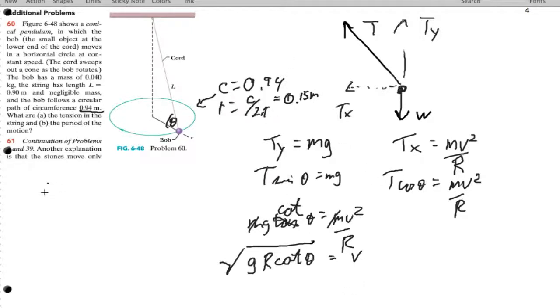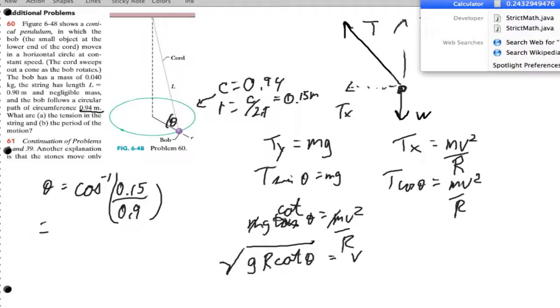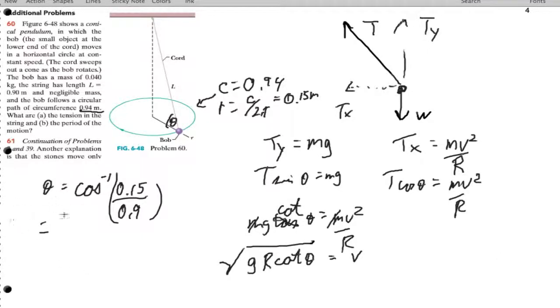I can now go ahead and get the angle theta using the fact that theta is going to be the inverse cosine of the radius, which is 0.15, divided by the length here, which they give me as 0.9. When I go ahead and I get that number, I end up getting 80.4 degrees.